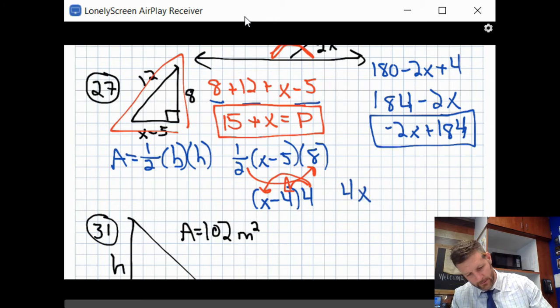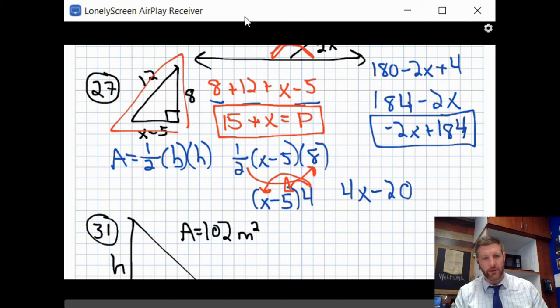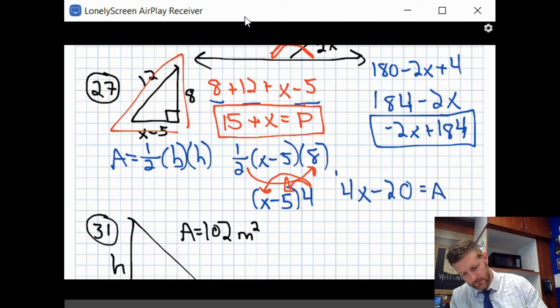4x minus 16. Oh, I'm sorry. Oh, it's a 5. Let's fix that. And then so you can see why showing your work is so important. 4 times 5, so 4x minus 20 is actually what I would get for my area, equals area.